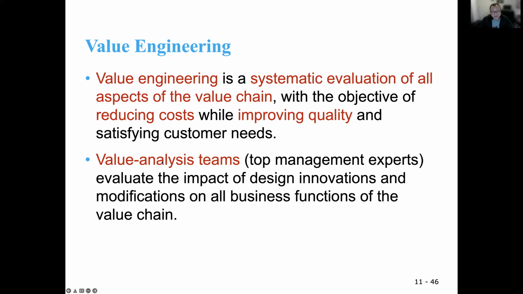So what are value analysis teams? This may be the top management experts, okay? They evaluate the design innovations and modifications on all business functions of the value chain. So there is a team to do this value analysis, okay?